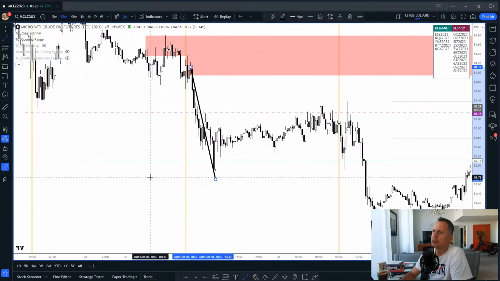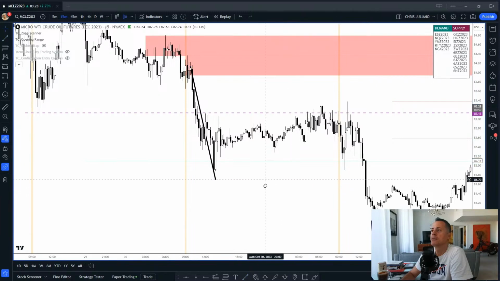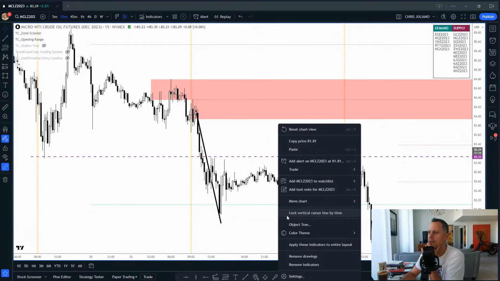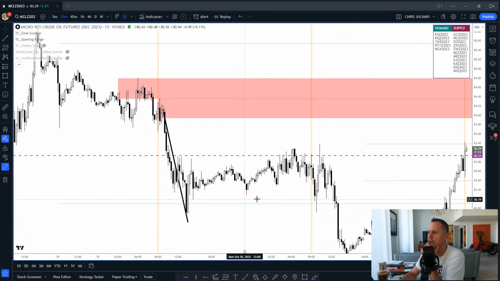Sellers, right? Broke through structure here, right? This is an imbalance between buyers and sellers. In order to move price, you have to have an imbalance between buyers and sellers, right? So there are more sellers hanging out up here. And then they consolidated here and went down again, right?